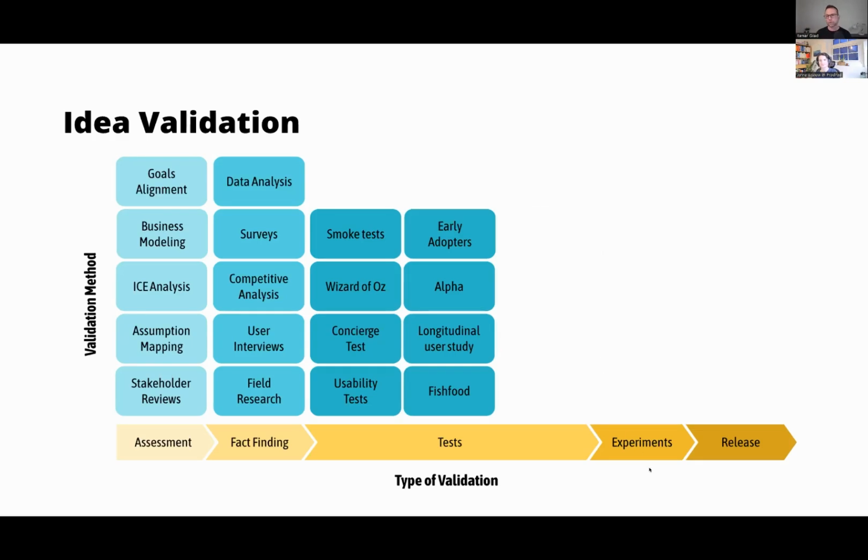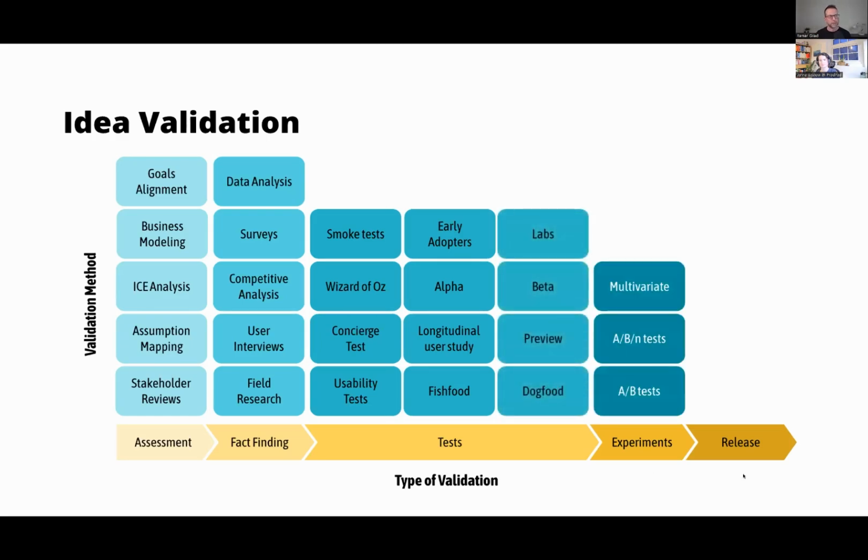Then what I consider experiments is what statisticians like to call experiments, which is a test with a control element. So A/B tests, ABN tests, multivariate tests, etc.